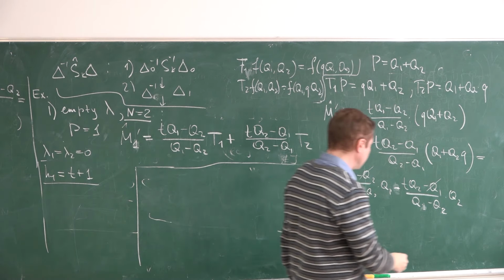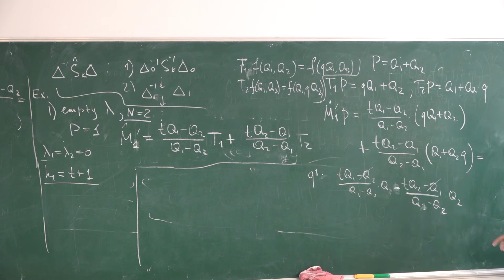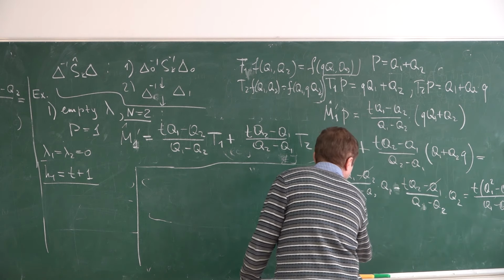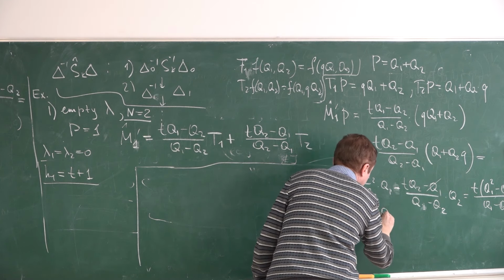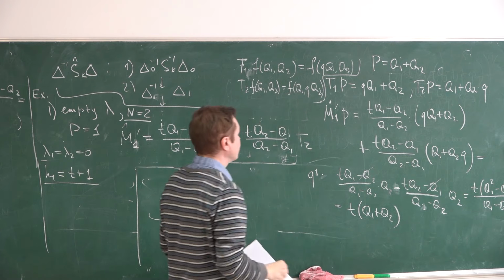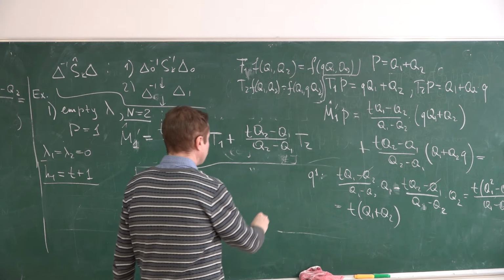Now what we see here is that these terms are cancelled out, and we have T times Q1 squared minus Q2 squared divided by Q1 minus Q2. So it is T multiplied by Q1 plus Q2.